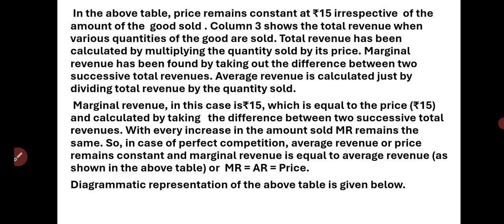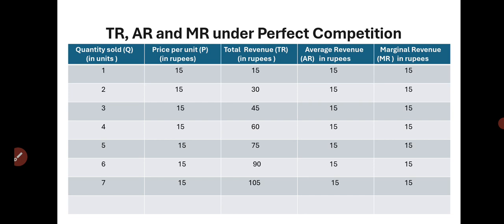Marginal revenue has been found by taking the difference between two successive total revenues, and average revenue is calculated just by dividing total revenue by the quantity sold. We have already known it, right? Then marginal revenue in this case is 15 rupees, which is equal to price. Marginal revenue is equal to 15 rupees in all the cases.